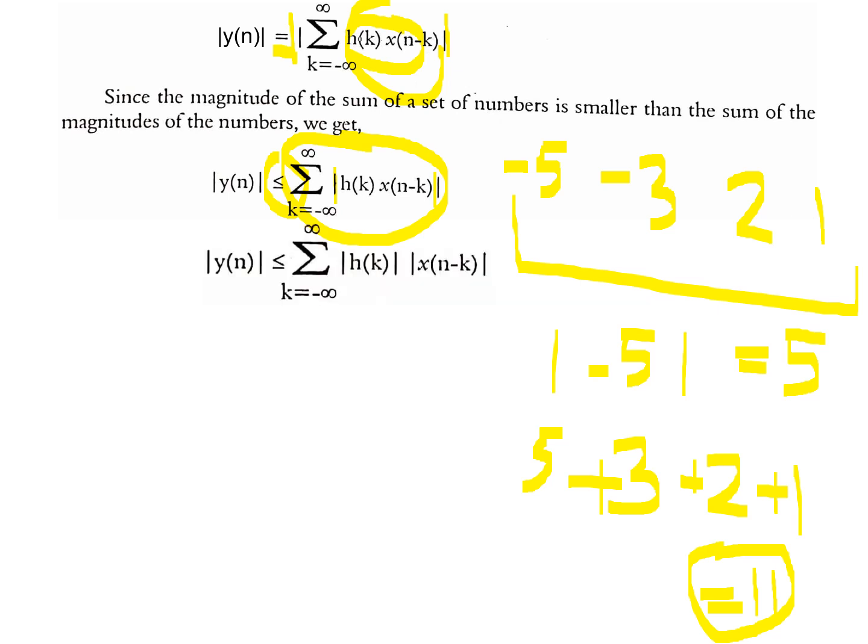Then let us go to the next step. The next step is what I'm doing: mod of AB, I'm writing as mod A into mod B. This is allowed in maths. You can apply some values and see for yourself, you can try different combinations. This is true: mod of AB is equal to mod A into mod B. You put some values, A is equal to -1, B is equal to 2, or A is equal to -1, B is equal to -2, like that. They are all equal. That means I'm writing mod of h of k x of n minus k as mod of h of k into mod of x of n minus k.